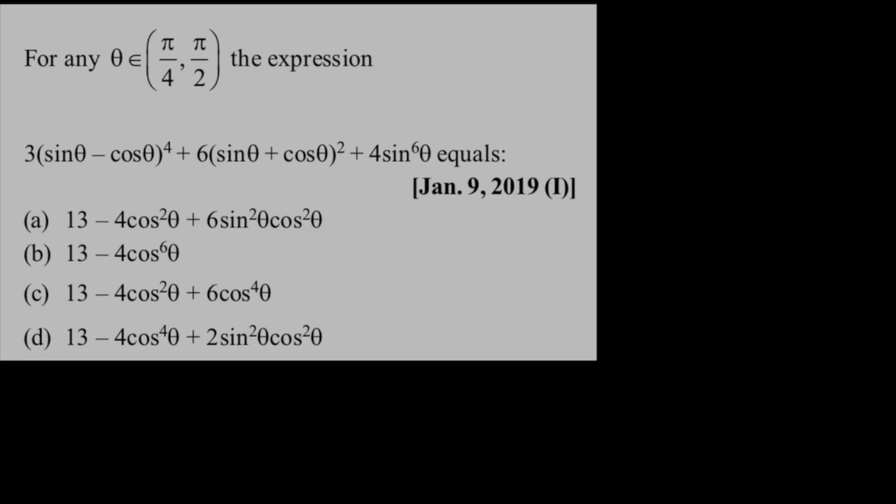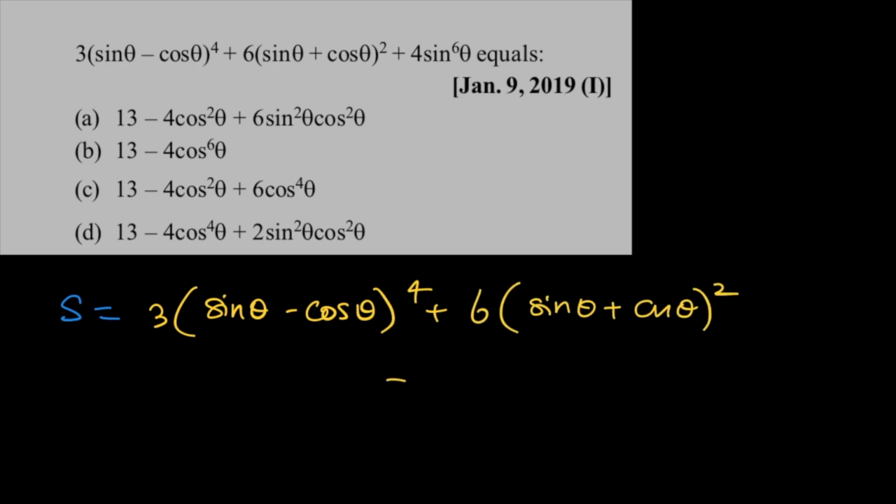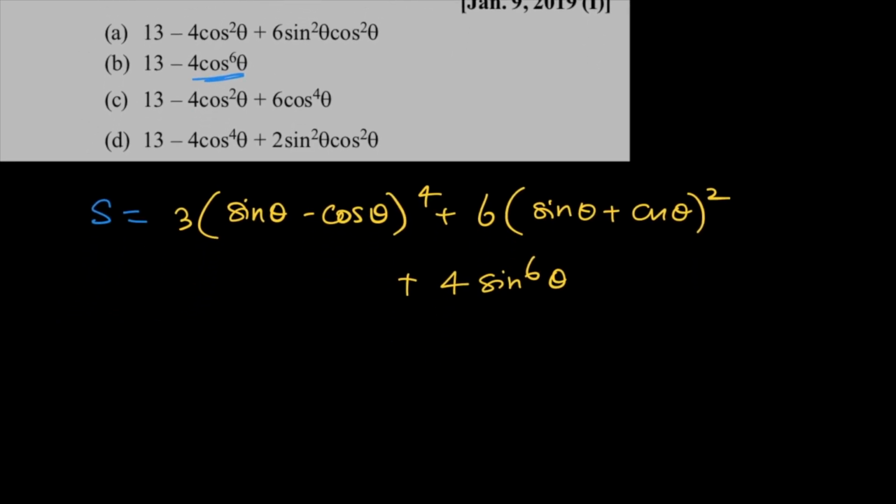Let's see the next question. For any theta belonging to pi by 4 to pi by 2, the expression 3 times (sin theta minus cos theta) whole power 4 plus 6 times (sin theta plus cos theta) whole squared plus 4 sin raised to 6 theta equals. So S is equal to 3 times (sin theta minus cos theta) whole power 4 plus 6 times (sin theta plus cos theta) whole square plus 4 times sin raised to 6 theta. And when you look at the options, it immediately strikes you. There is a 4 cos power 6 theta here. So what I'll try to do is add a 4 cos power 6 theta to the expression.